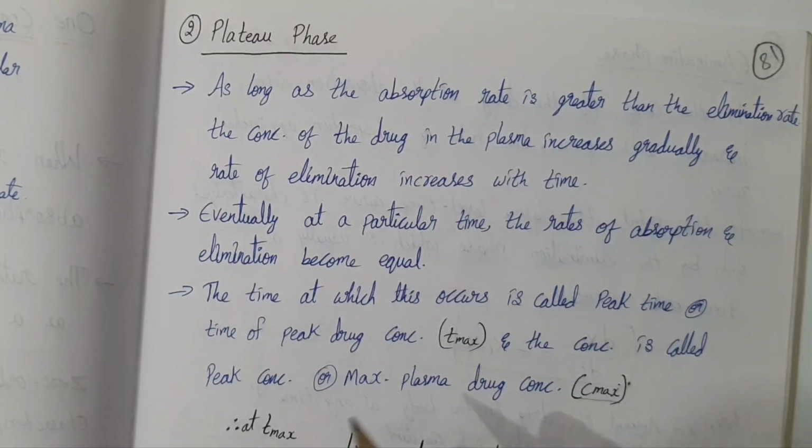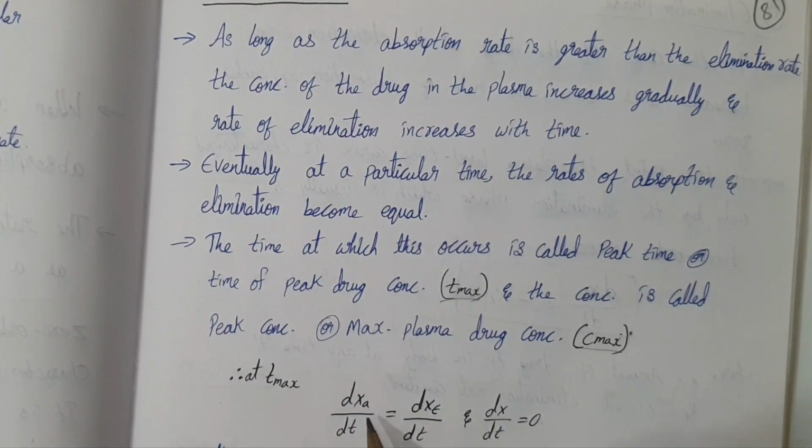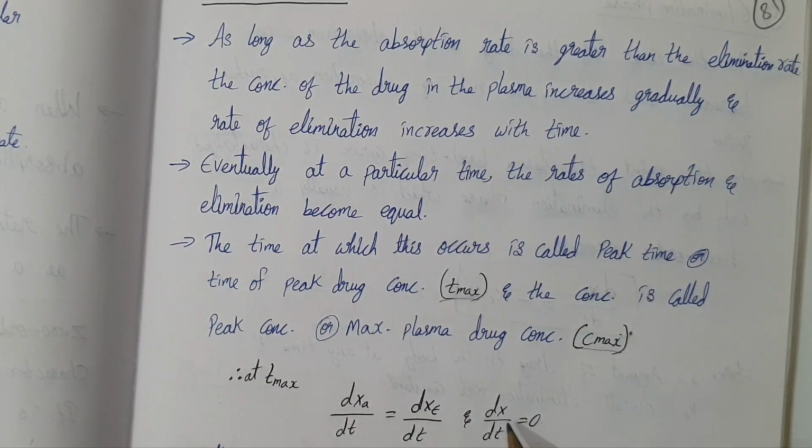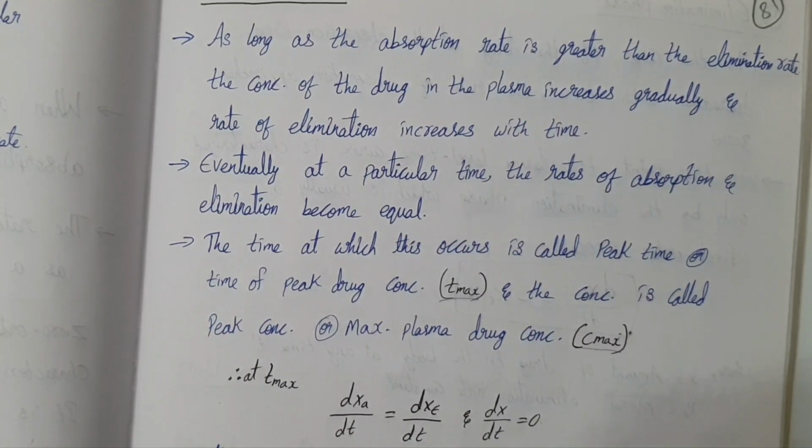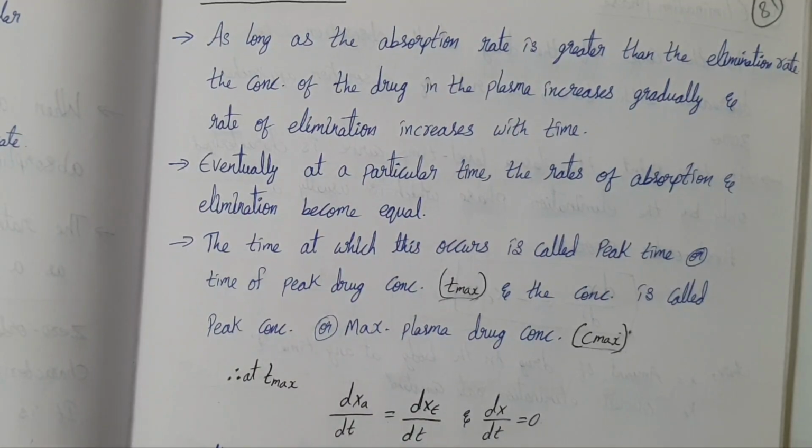at time Tmax. So mathematically, this is when dXa divided by dt equals dXe divided by dt. So the net will be 0 because the rate of absorption is equal to the rate of elimination. But remember, this phase does not last long.